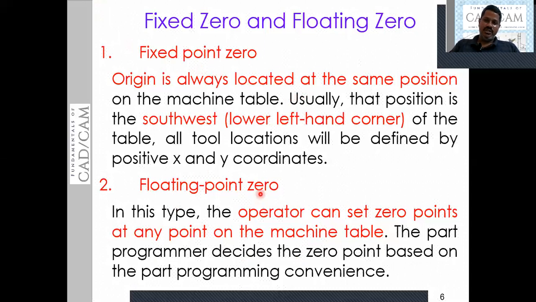In the case of floating zero, the origin can be shifted conveniently as per the convenience of the programmer, as per the convenience of the machining table. At any point we can shift the origin point. That is called the floating zero. So these are the differences between fixed zero and floating zero.